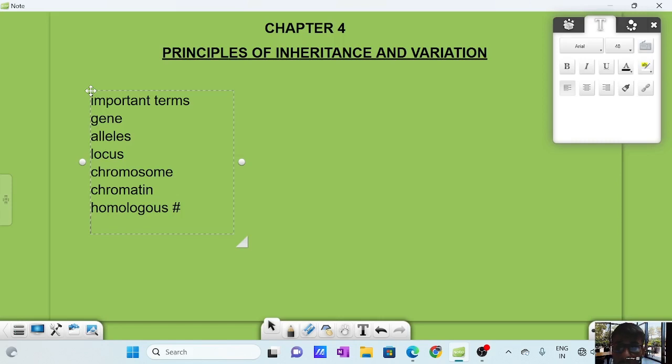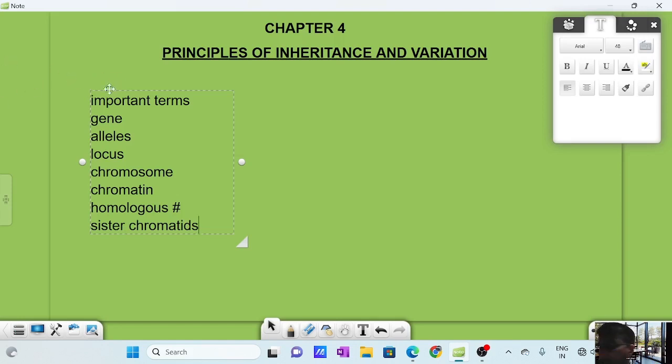So some of the important terms we will be learning are: what is a gene, what is an allele, what is a locus, what is a chromosome, what is chromatin, what is a homologous chromosome, and what are sister chromatids. These are the basic things you need to understand. I think you may have heard these terms in your previous classes, right? So these are the terms which we will be learning.